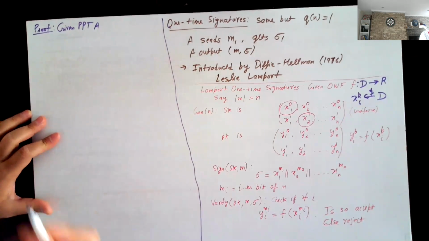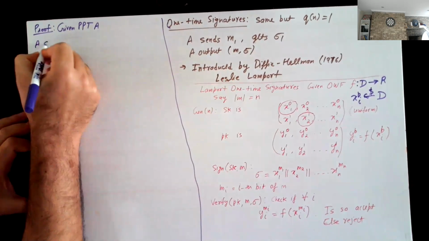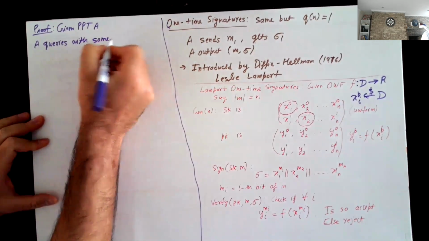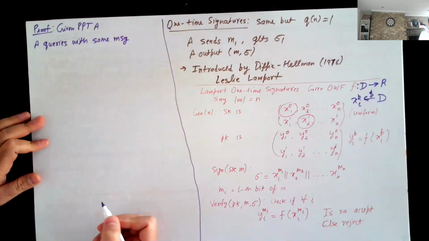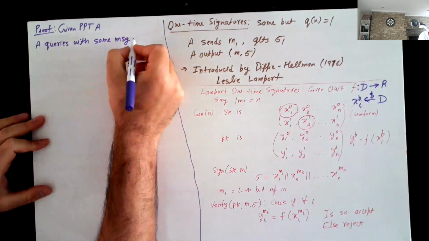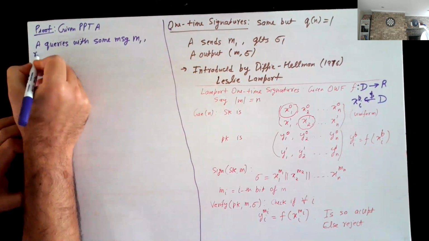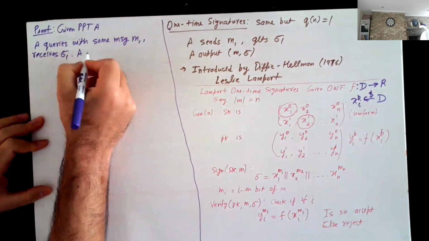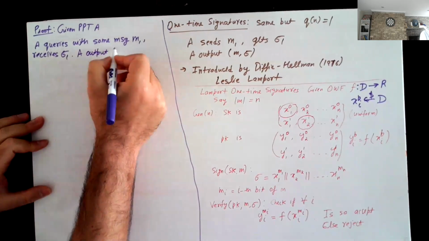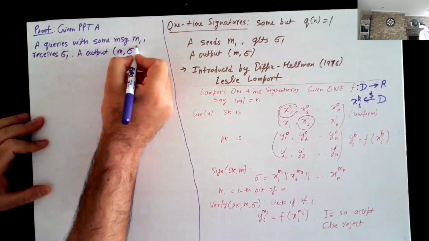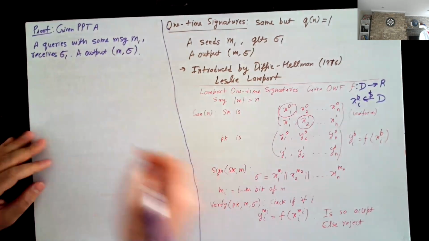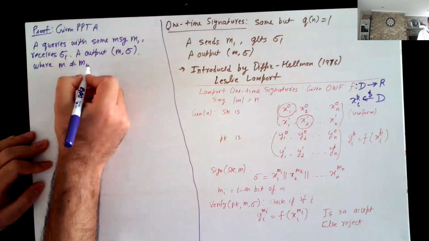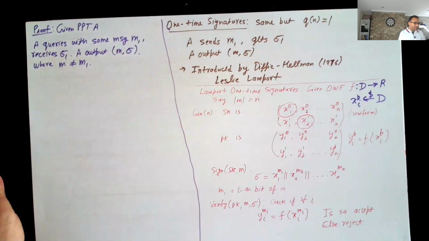And what does A do? A queries with some message. Let's call this message M1. A receives as response the signature sigma 1. And then finally, A will output M and sigma as the forgery, where M is not equal to M1. Right? So this is the security game.